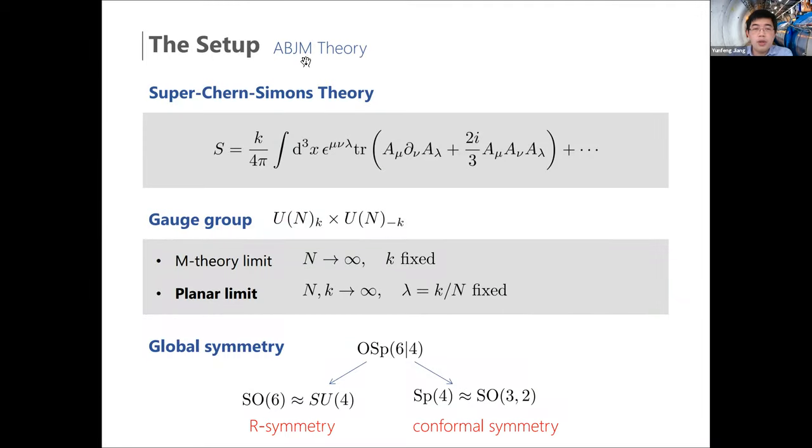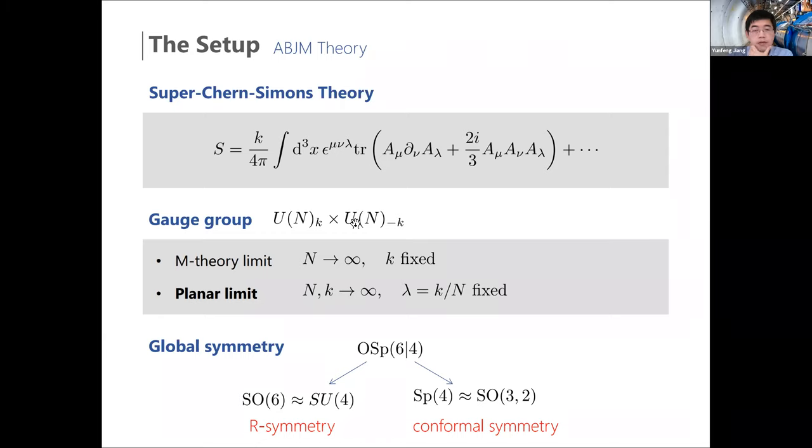Before computing correlation functions, just a quick reminder about ABJM theory. This is a supersymmetric Chern-Simons theory. This means that the gauge part of the action takes a Chern-Simons form instead of F_{mu nu} F^{mu nu}, and there's a parameter k in front, which is the Chern-Simons level. Then there's the gauge group, which is U(N) times U(N). So there are two U(N)s, and actually there are two gauge fields. I just wrote one of them.